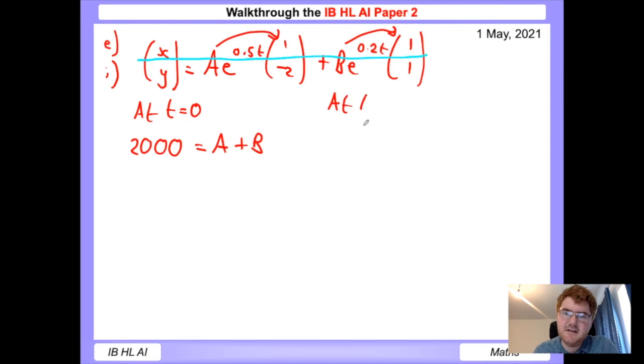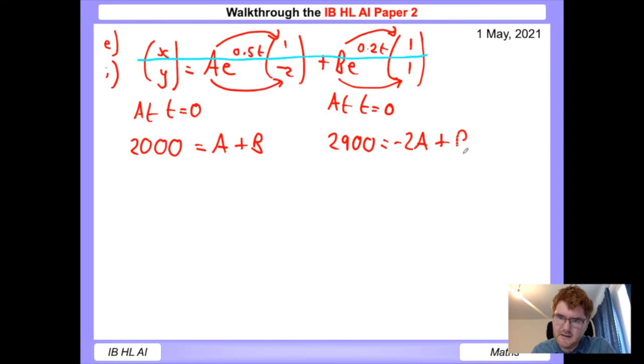And then at t is 0, we're now going to look at the bottom. We're going to look at the y part. So here we know the population was 2,900. That's right. And then, again, t is still 0, so this goes to 1. A times minus 2 gives you minus 2a, and then b times 1, is how we're going to use these eigenvectors. At this point, we just have a straightforward simultaneous equation to solve. Notice if I'd written these vectors differently, we'd have different constants, so I'm trying to keep things similar to how the mark scheme does. I think at this point, I would just minus these two equations from each other.